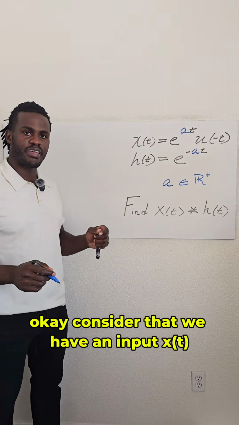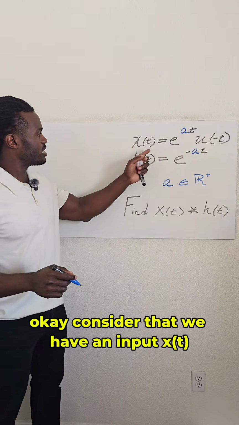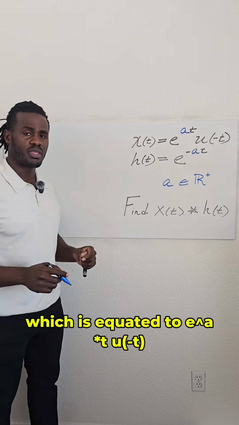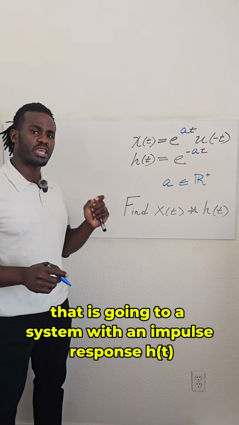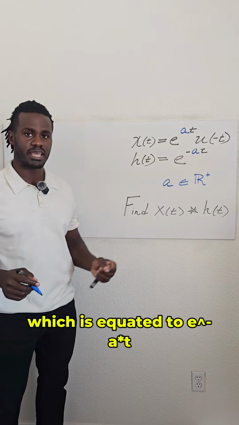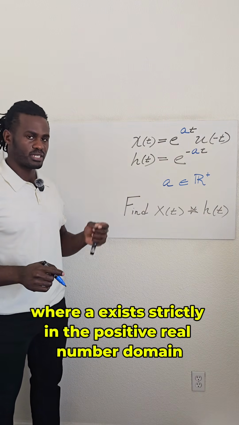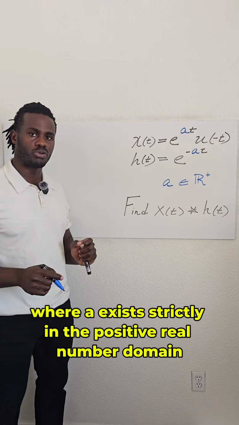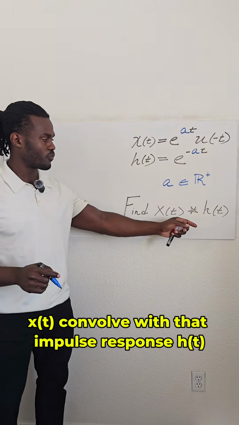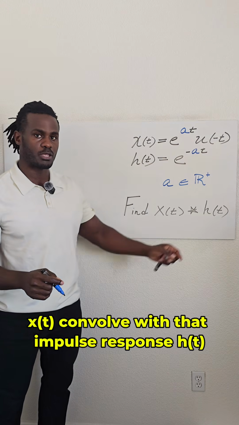Okay, consider that we have an input x of t, which is equated to e to the at u of minus t, that is going to a system with an impulse response h of t, which is equated to e to the minus at, where a exists strictly in the positive real number domain, and we're tasked to find x of t convolved with that impulse response h of t.